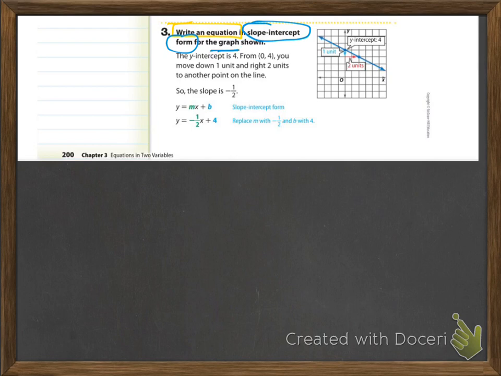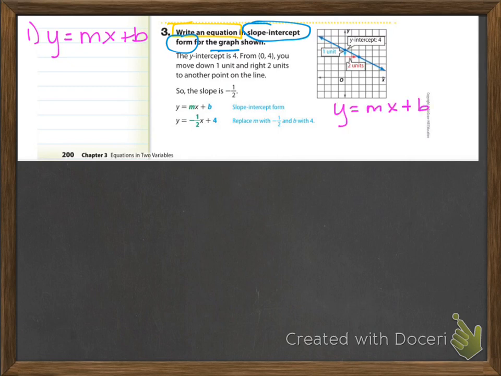So the very first thing that you're going to want to make sure that you do is to find the y-intercept. That's always the first thing. Actually, because I'm trying to be consistent with you, the first thing I want you to do is make sure you write that skeleton. So as soon as you see "write an equation in slope-intercept form," write your skeleton off to the side. The second thing is going to be to find the y-intercept.